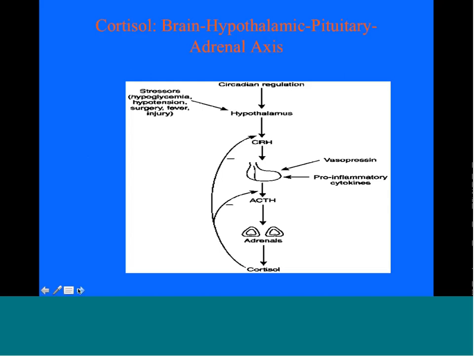The brain hypothalamic pituitary axis regulates cortisol. It has a circadian rhythm, and stressors such as hypoglycemia, hypertension, surgery, fever, or injury regulate the secretion of CRH to the hypothalamus. It goes to the pituitary, and CRH, along with vasopressin and pro-inflammatory cytokines, lead to the secretion from the pituitary of ACTH. The ACTH goes to the adrenal glands, which then secrete cortisol. Cortisol has a negative feedback on both the pituitary to decrease ACTH secretion and the hypothalamus to decrease CRH secretion.